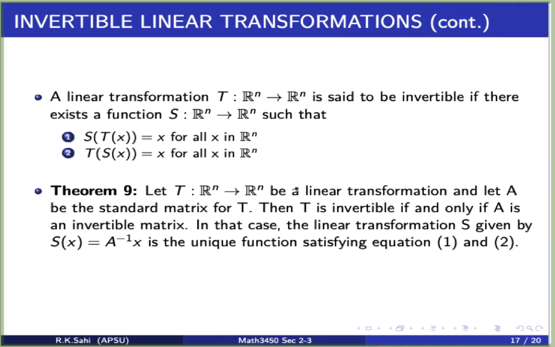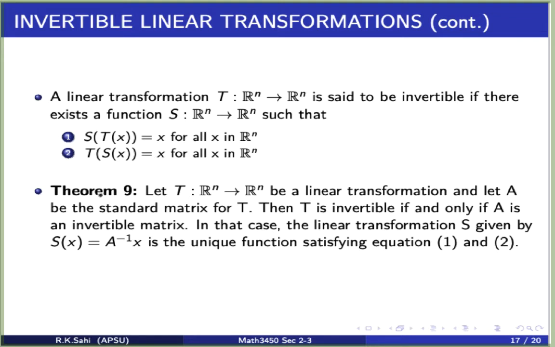Now, a linear transformation T from Rn to Rn is said to be invertible if there exists a function S from Rn to Rn such that the composition of S with T, when acting on X, gives us X for every X in Rn, and T composed with S acting on X equals X for all X in Rn. Now remember, these are transformations.